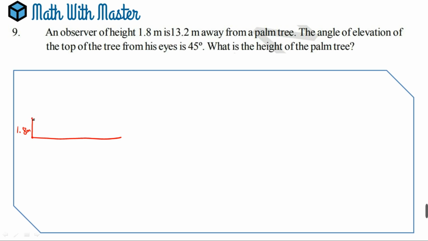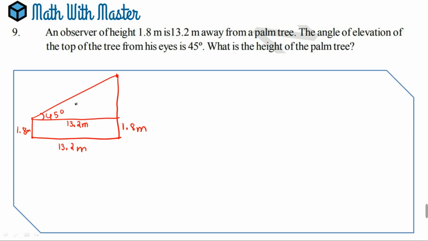Observes the palm tree from a 45-degree angle of elevation. So from here this will be 45 degrees, and the distance between them is 13.2 meters. So here the rectangle is formed. By the rectangle's property, this will also be 13.2 meters and this will be 1.8 meters. So we have to find the height of the tree.